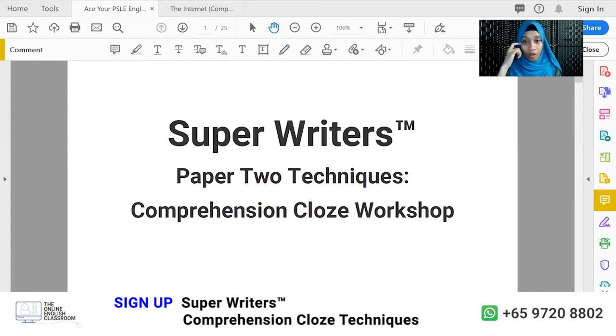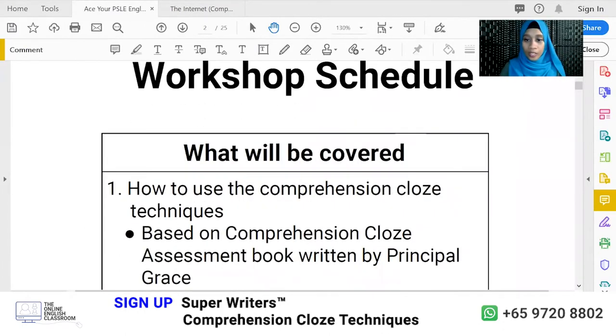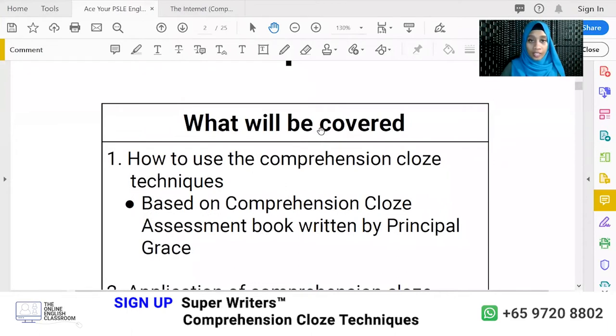Okay, today is day one of your Paper 2 techniques workshop. All right, and then tomorrow you're going to do synthesis. So today these are the things that are going to be covered. We're going to look at how to use the Comprehension Cloze technique.